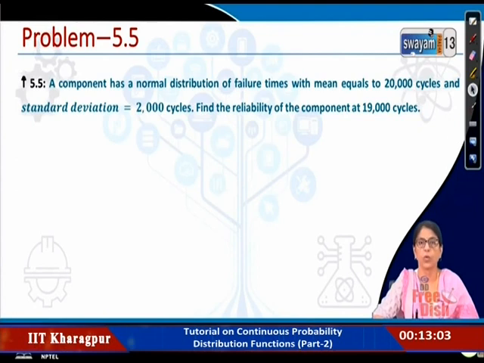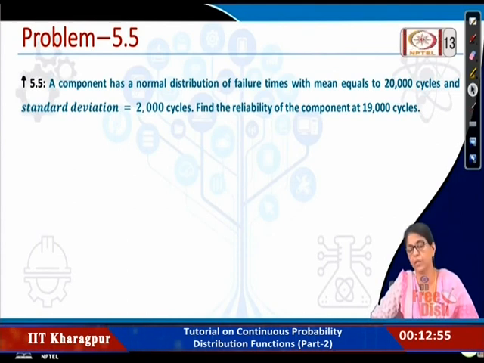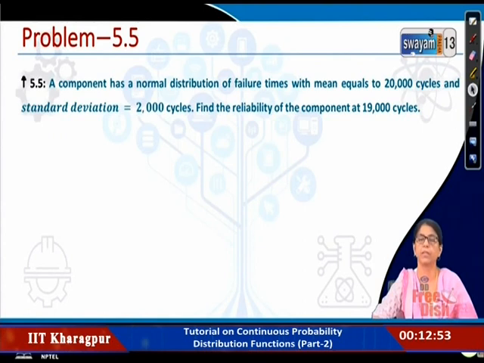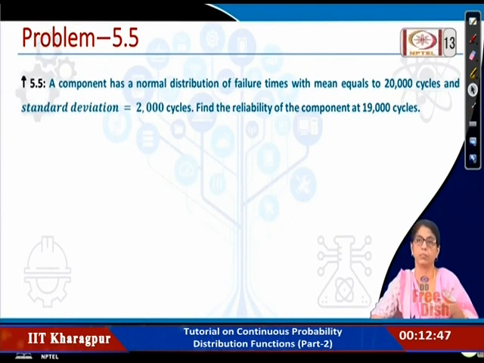Again, a component has a normal distribution of failure times with mean equal to 20,000 cycles, standard deviation equal to 2,000 cycles. Find the reliability of the component at 19,000 cycles. I have given lots of questions on reliability. Why? Mainly so you will have an idea on reliability as well, plus you will be practicing more and more problems on different distributions.